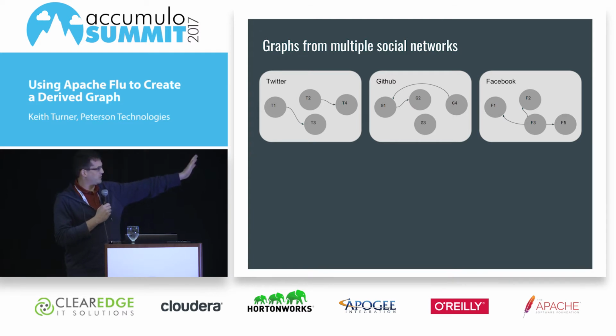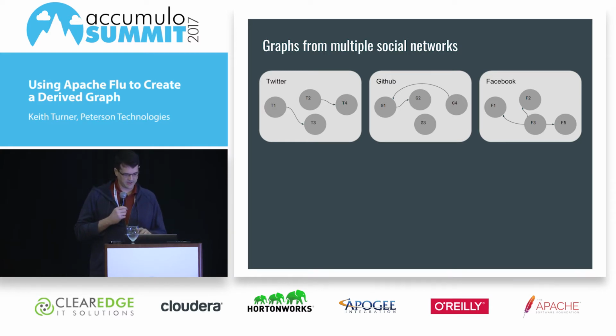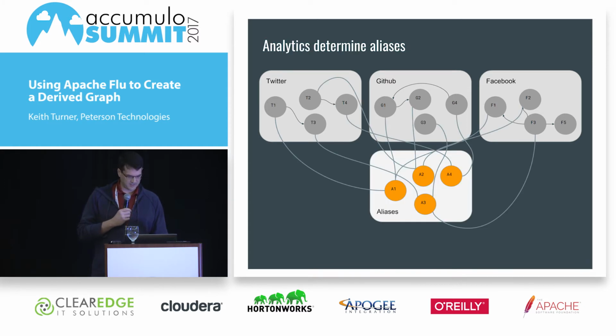And then for GitHub, we have GitHub user G1 follows GitHub user G4. Oh, I got that backwards. G4 follows G1. I couldn't see the arrow properly over there at this angle.